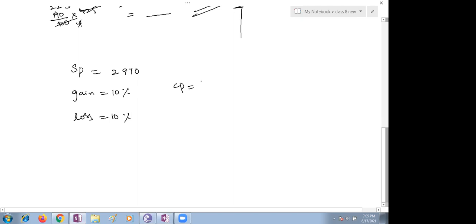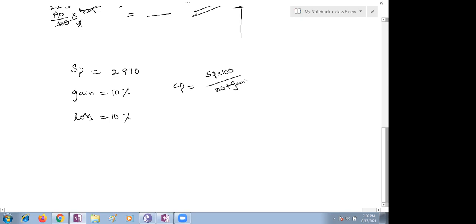How are you supposed to find out the CP here, children? If you are gaining 10% as profit, you have to subtract that 10% from 2970. Or else, if you don't know that procedure, you just go with the formula: SP, selling price, into 100 divided by 100 plus gain percent.